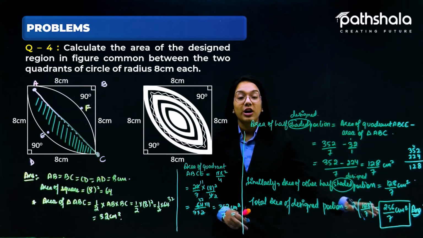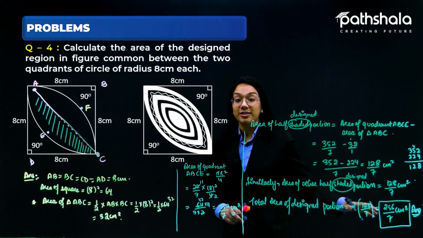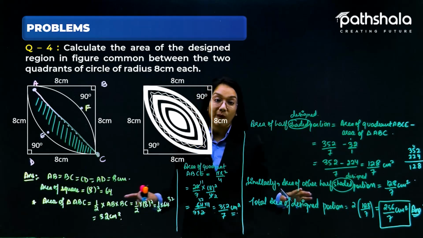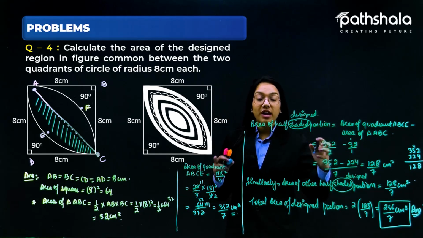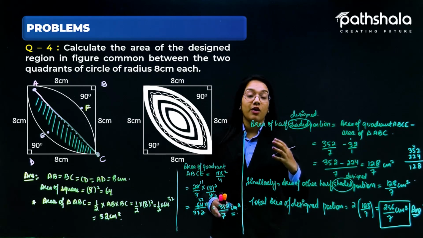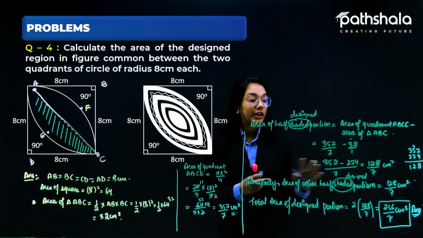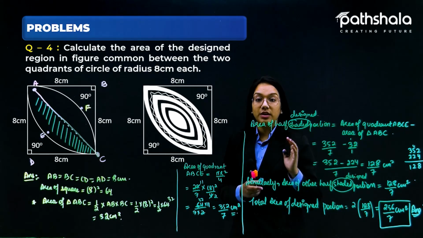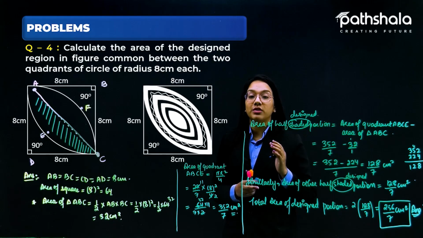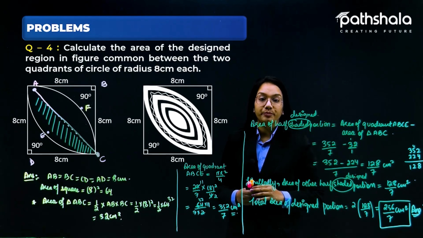And in order to find this particular answer, we do not need the area of the square at all, because we have just calculated the two areas, the area of the quadrant and the area of the triangle, and using that we have calculated the area of this designed region. So this is all about the solution for question number 4.